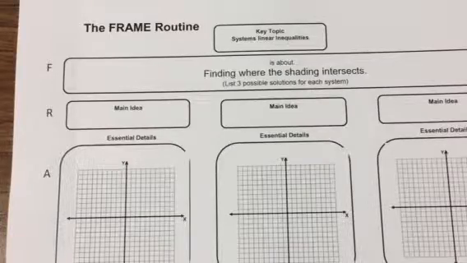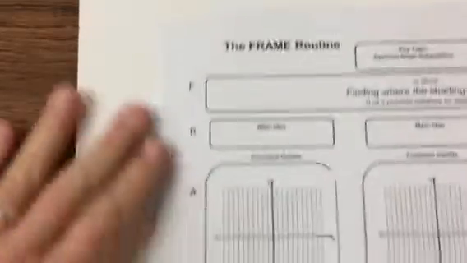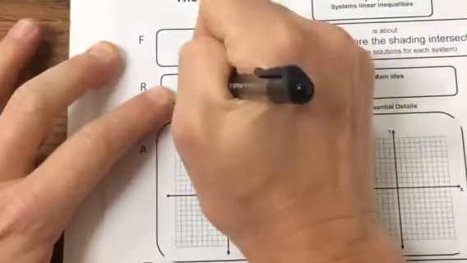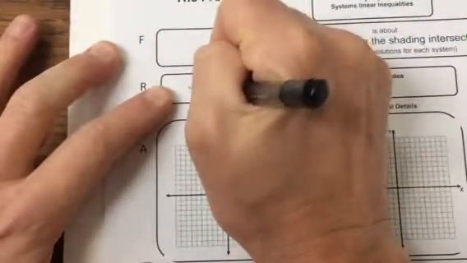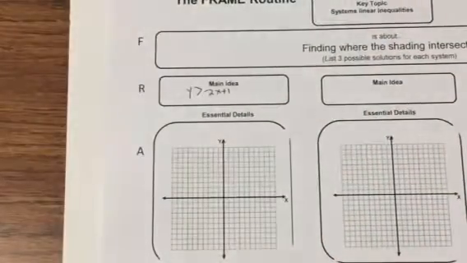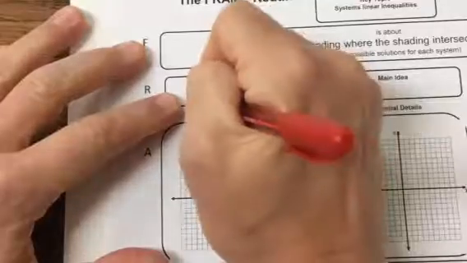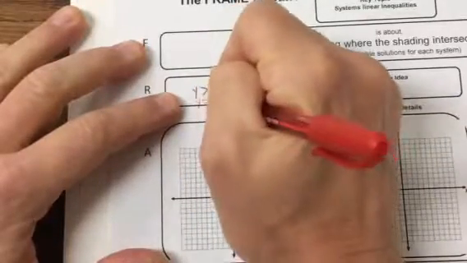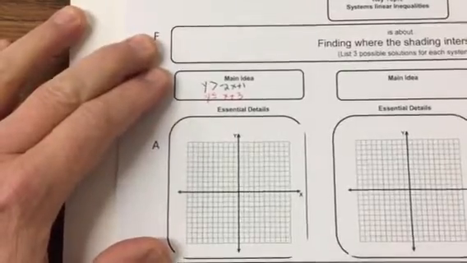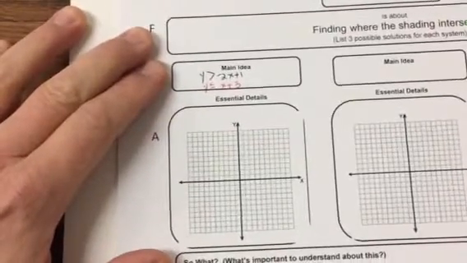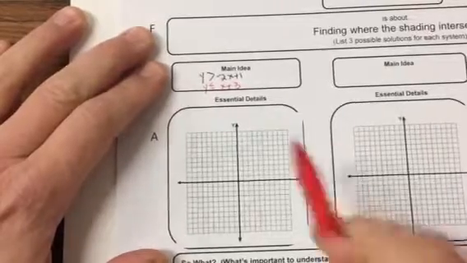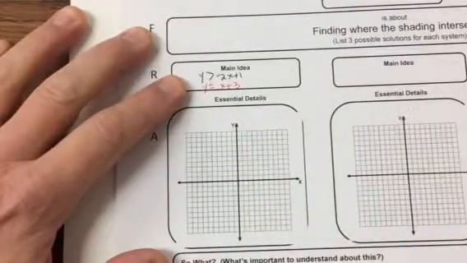So for our first example, let's do y is greater than negative 2x plus 1. And let's also do y is less than or equal to x plus 3. Okay, both of these are in slope-intercept form, so that should make this a little bit easier. So let's go ahead and graph the black line first.